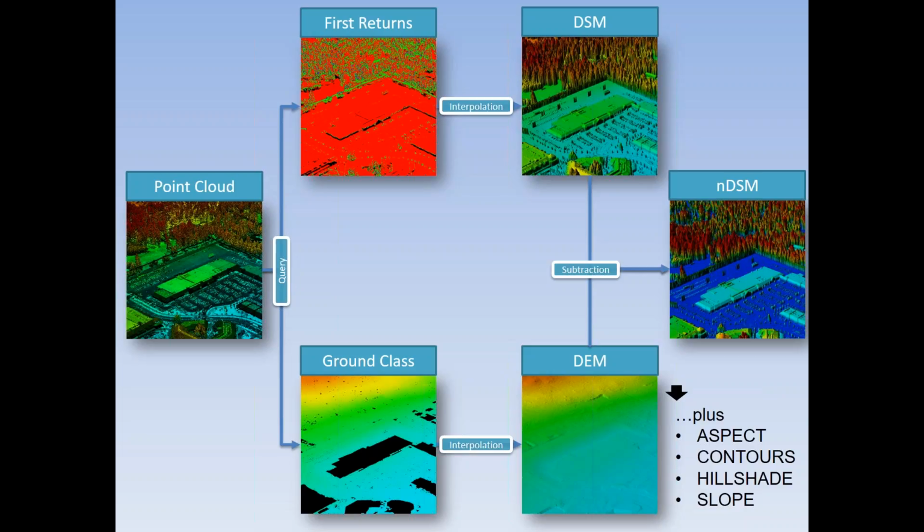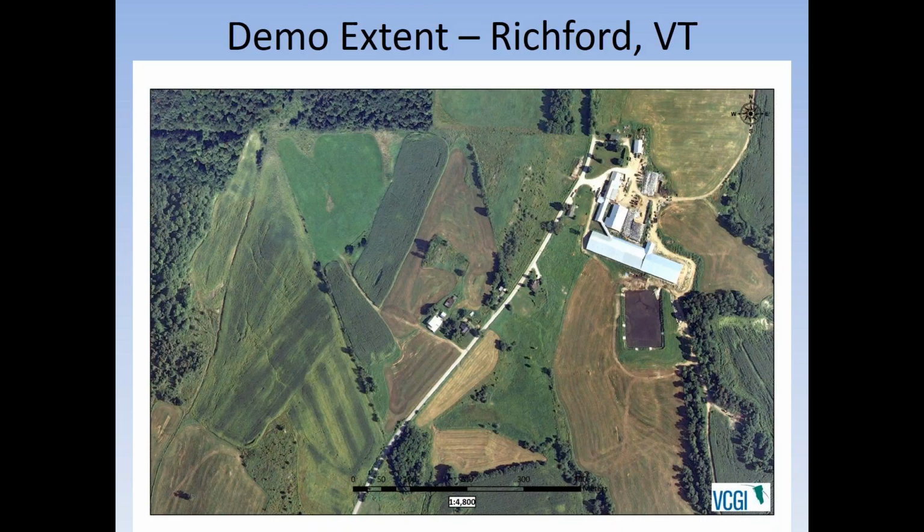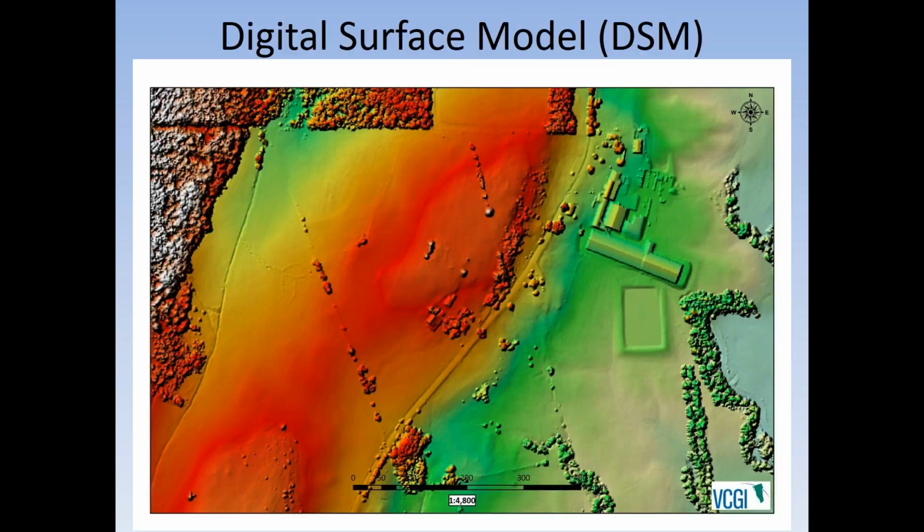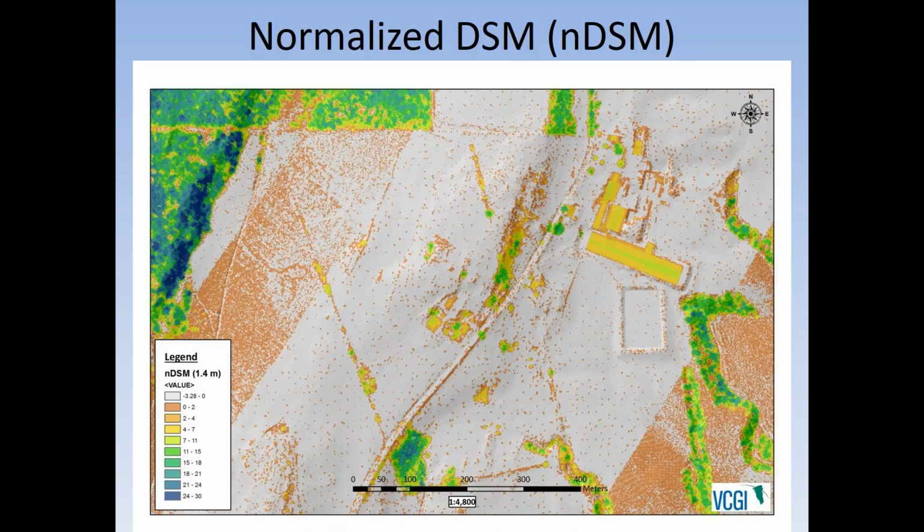So real quick, just to give you a visual of all the data we're talking about as examples, I did have, hold on, lost something here. There we go. So I already had made slides of this farm up in Richford showing the ortho, the elevation model, the surface model, and this gives you an idea very graphically of what I'm talking about. And then the height of feature when we subtract the surface model from the bare earth elevation model.